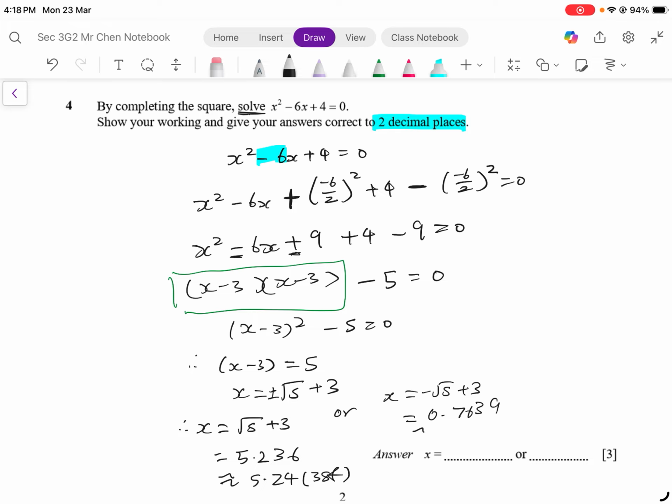0.7639, 0.764. Okay, wait, sorry, it's 2 decimal place, right? So 0.76, 2 dp, 2 used to 3SF, but same answer. Okay, you should get 5.24 or 0.76.